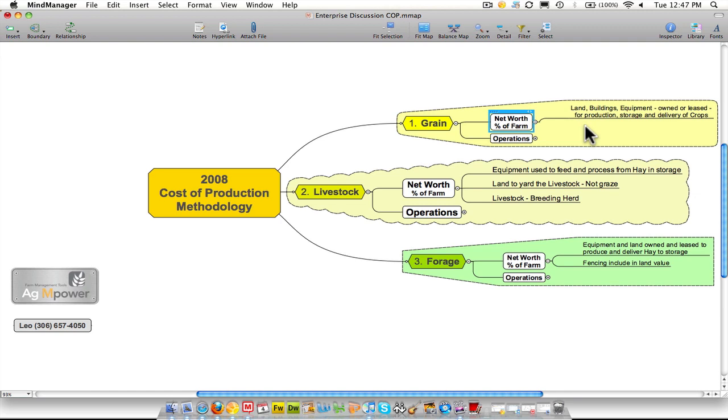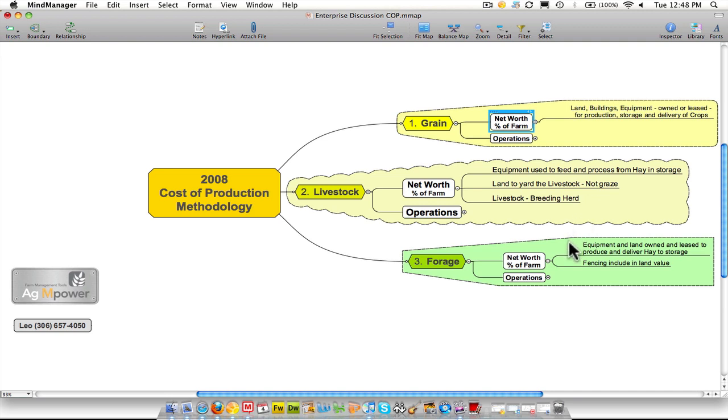So for example, on the grain side, all the land, buildings, equipment owned or leased for production, storage, and delivery of crops are going to be associated with the grain enterprise. The livestock net worth percentage is going to be the equipment that's used to feed and process the hay that you have in storage. It's going to include the land you need to yard the livestock but not grazing, and of course it's going to include the breeding herd itself.